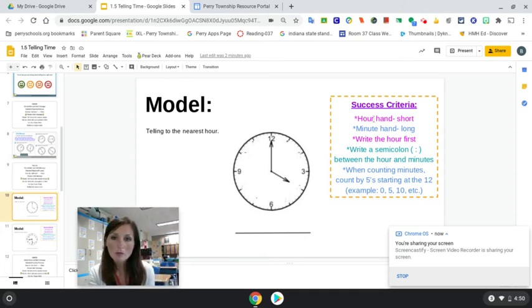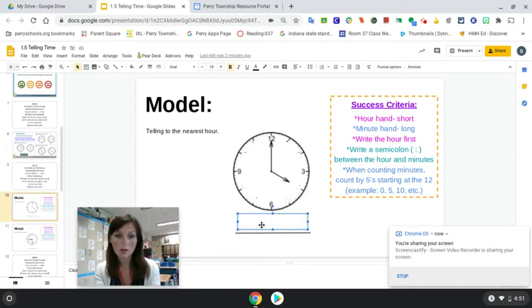What it wants me to do first for my success criteria is to write the hour hand, which again reminds me that it's the short hand. So I'm going to look at the short hand here and figure out what is the hour. It even tells me right here in the same color to write the hour first. So I'm looking at the short hand. What number is this pointing to? Well, it goes 3, so I know because of the pattern, the next number is 4. So I'm going to write the number 4.